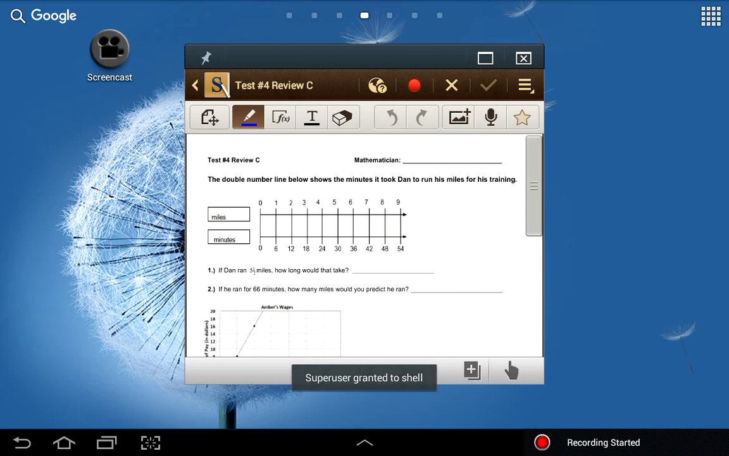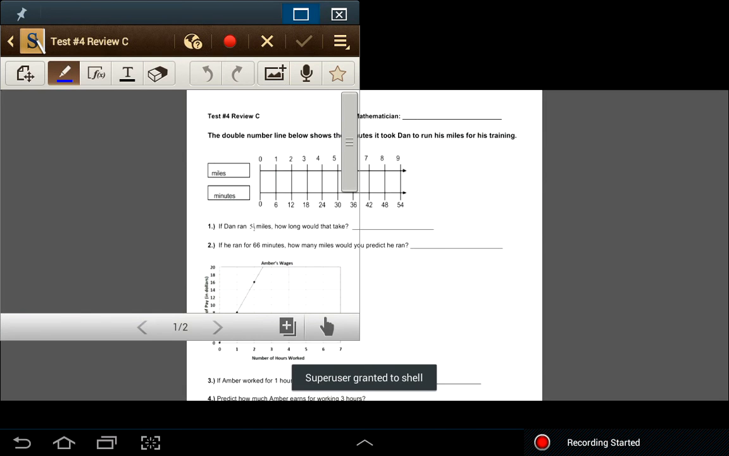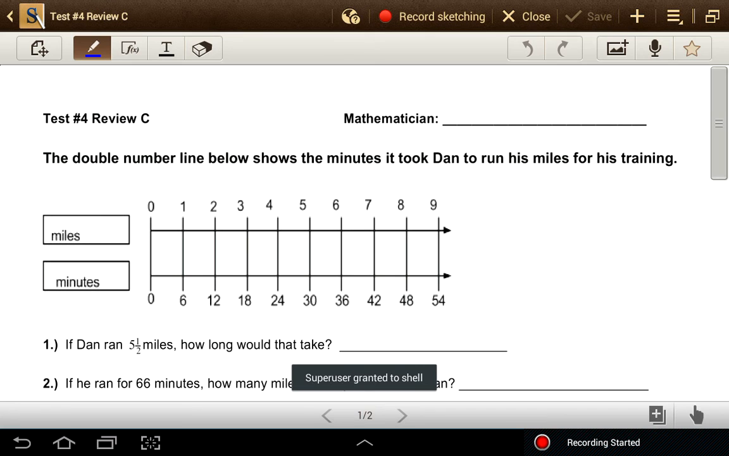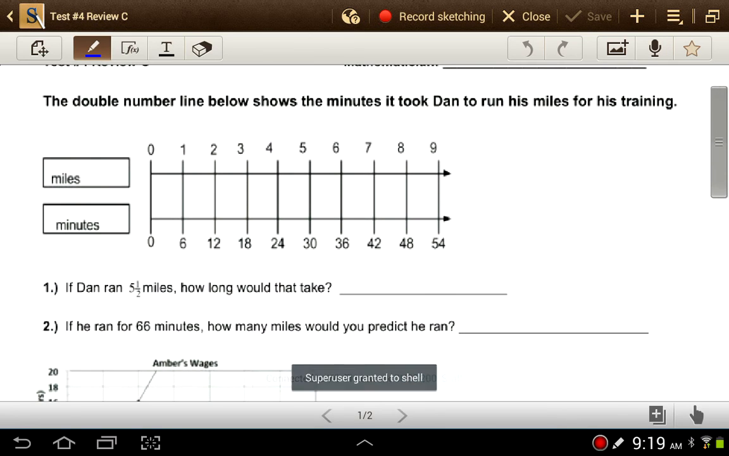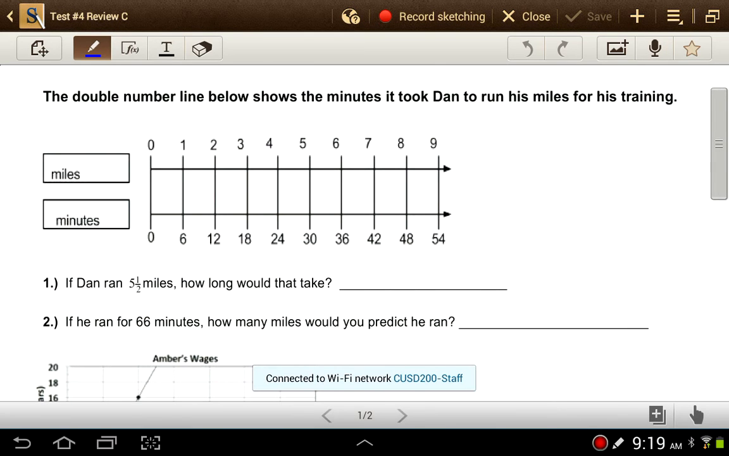Okay guys, here we go with our test review, test number 4, review C. So let's go over these. This will be a sampling of the kind of questions that you might have tomorrow on your test. Okay, the first question is a double number line. It's interpreting a double number line.